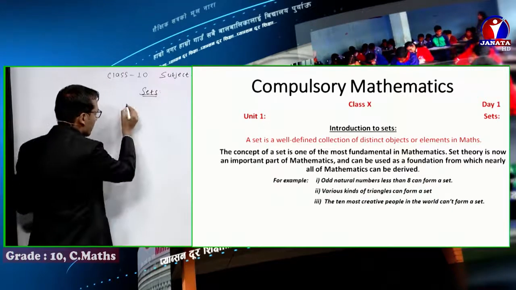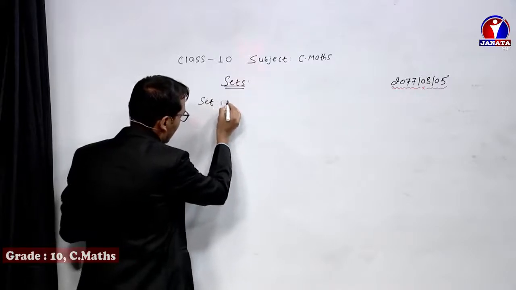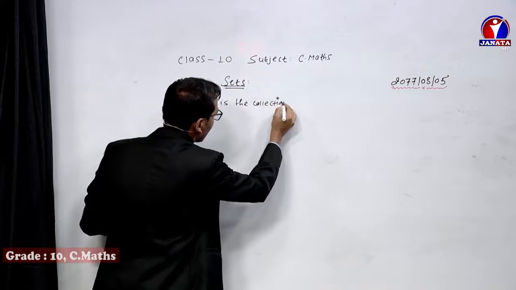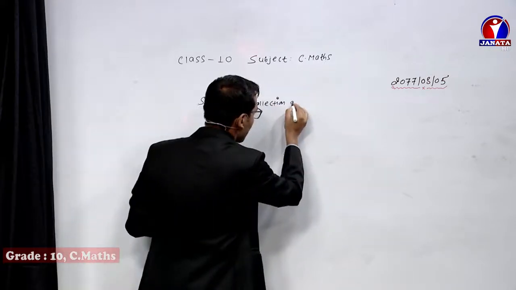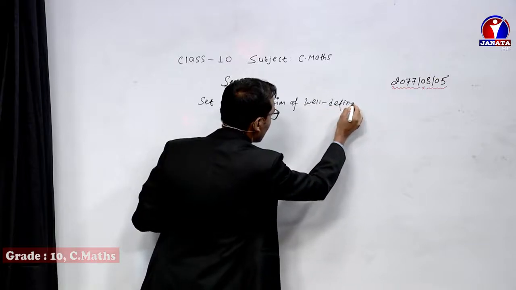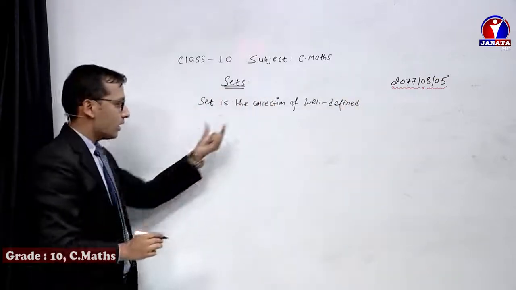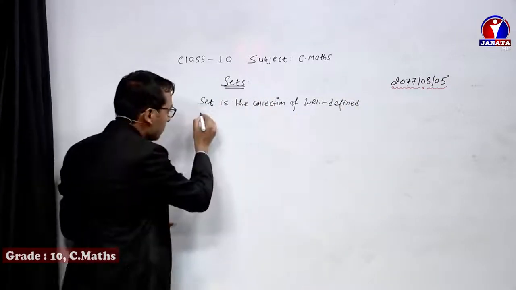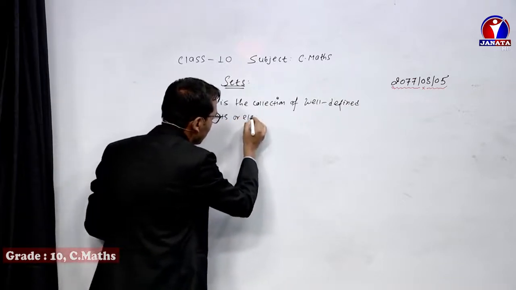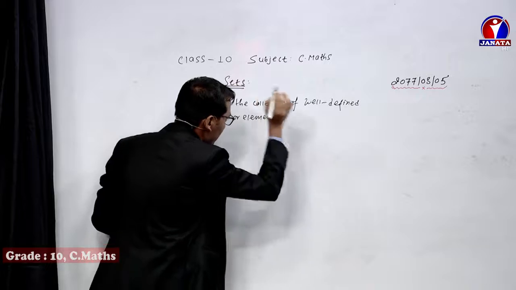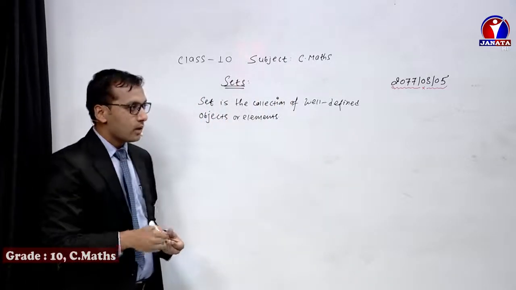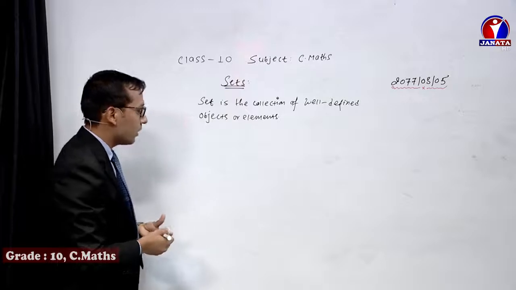What is a set? A set is the collection of well-defined objects or elements in maths. Okay, so what is a set? A set is the collection of well-defined objects or elements in math.